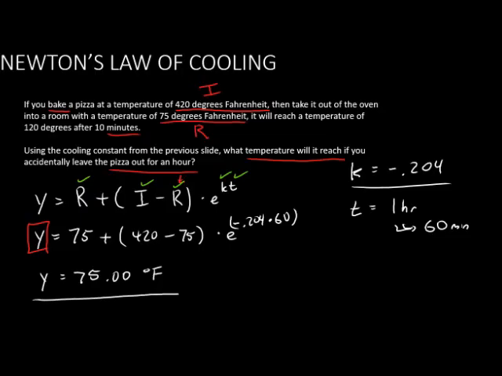So this is how we can use a previously found cooling constant for an object to find other information about the object.